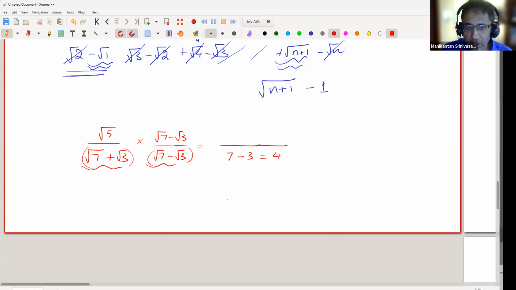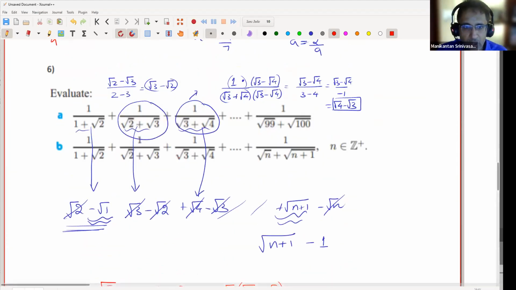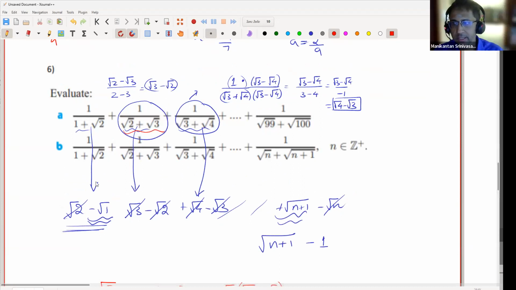So that all the roots have now been taken to the top. So this becomes root 35. I can just leave it like this itself, or I can say root 35 minus root 15 by 4. Whatever it is, the bottom does not have a root anymore. That's the main idea, right? Exactly the same thing I'm doing. I'm multiplying by the conjugate. The conjugate of root 2 plus root 3 is root 2 minus root 3. Does it make sense? Yes. Okay. All of you with me? Any other doubts on this one? 6.